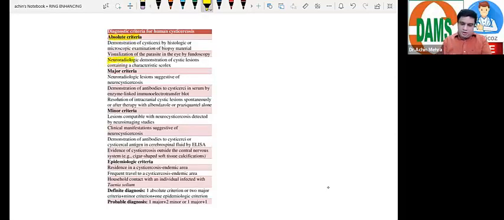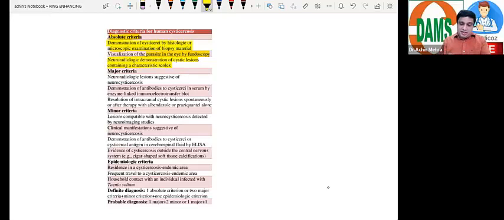which includes the radiological demonstration of the cystic lesion containing the characteristic scolex. This is a very, very important thing. Second, you can find the parasite in the eye on the fundoscopy. I've seen one patient who came with this problem. And maybe you can go in for the actual demonstration of the organism by the biopsy of the thing.